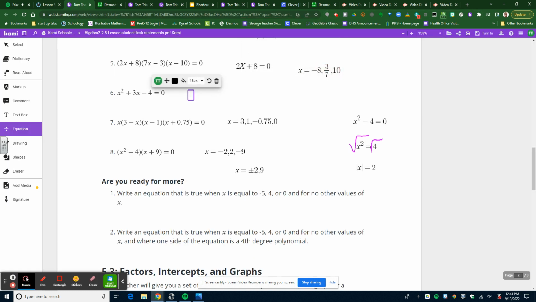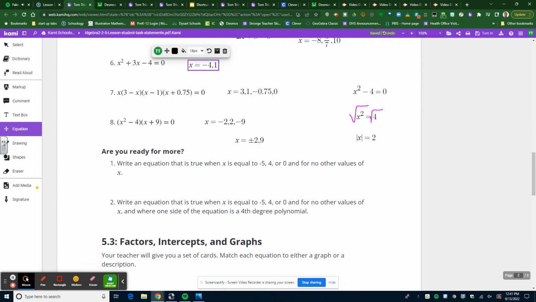So let's first put down, we have x equals -4, comma 1. And now I have 3 solutions. So what type of equation am I looking for? Cubic. So write a cubic equation that has -5, +4, and 0. And if you get that one done, I want a 4th degree, a quartic that has -5, 4, and 0. Okay? Take a couple minutes to try to do those on your own.